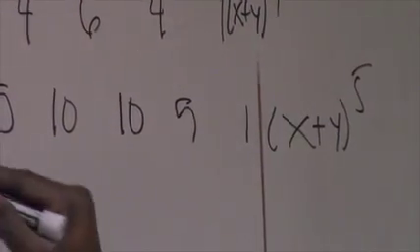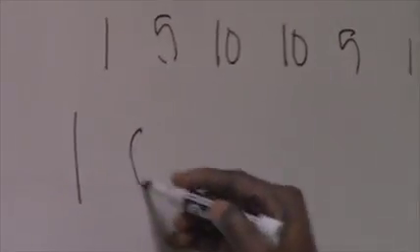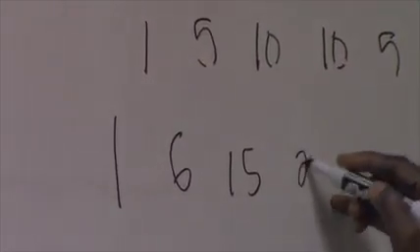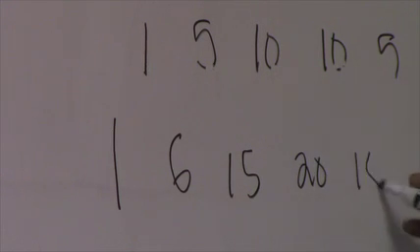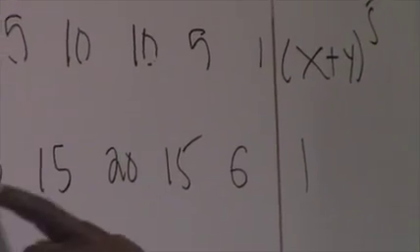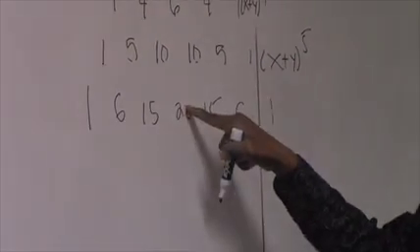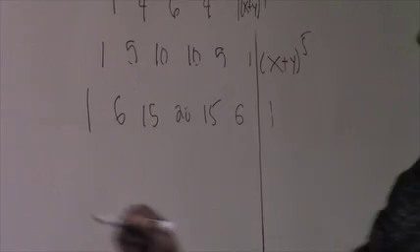So now we have where we are looking for: 1 plus 5 is going to be 6. 5 plus 10 is going to be 15. 10 plus 10 is going to be 20. 10 plus 5 is 15. 5 and 1 is 6, and then 1. So what's the middle term here? 1, 2, 3, 4. 1, 2, 3. 1, 2, 3, 4. So it's going to be 20.